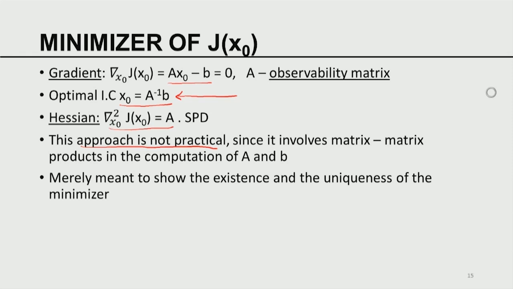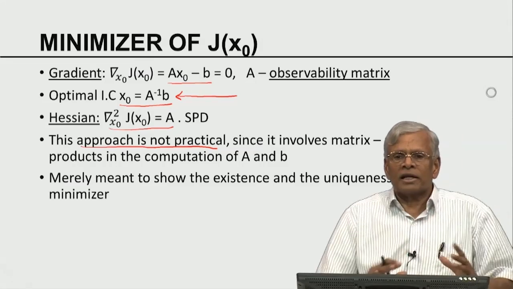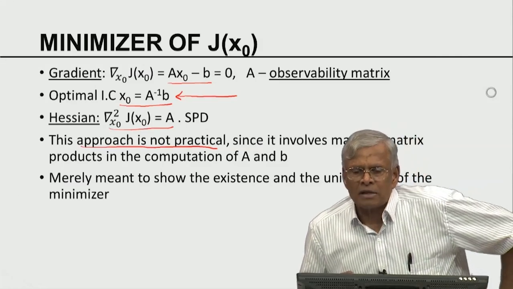The reason for doing this is not because it is practical, but because it brings out the essence of the problem. The essence of the problem is that when the model is linear, the observations are linear functions of the state, the J function so concocted reduces to a convex functional, a standard quadratic convex functional, which has a unique minimum. Therefore, an optimizer exists. I can in principle give an expression for the optimizer. So I have theoretically solved the problem, but this way is not practical.